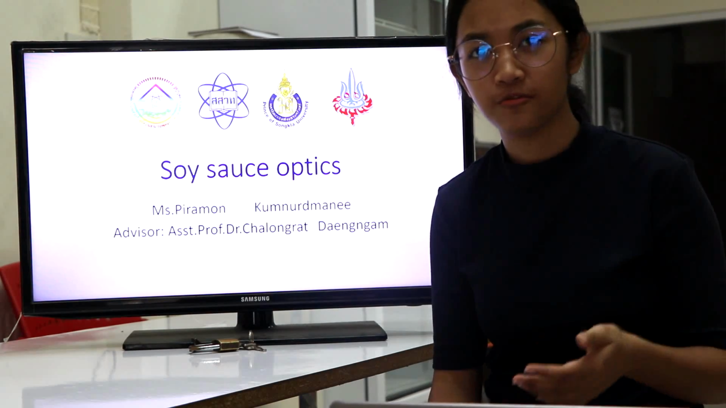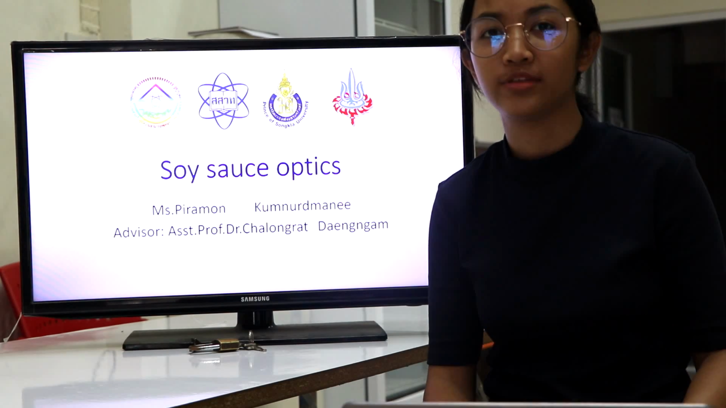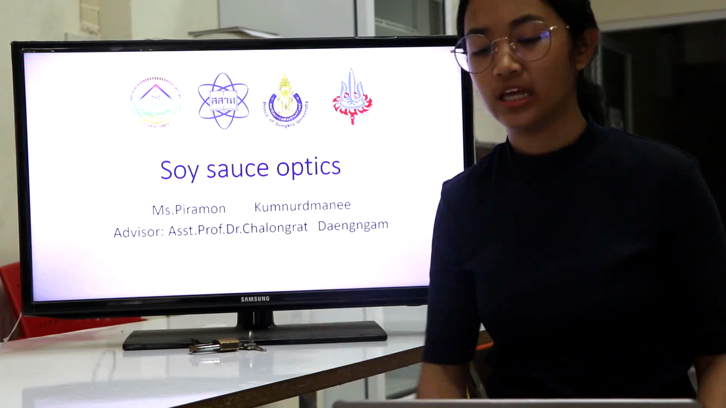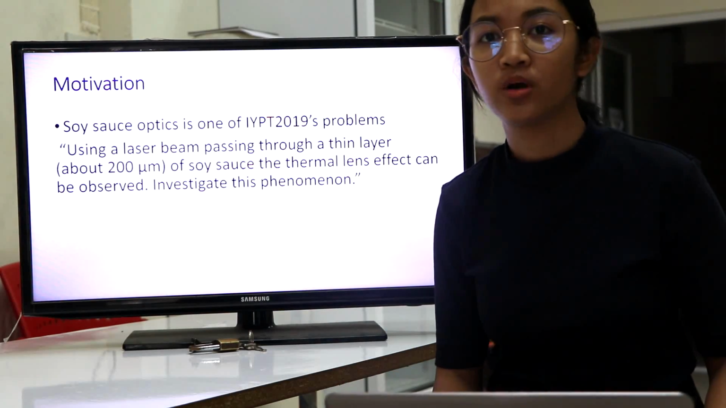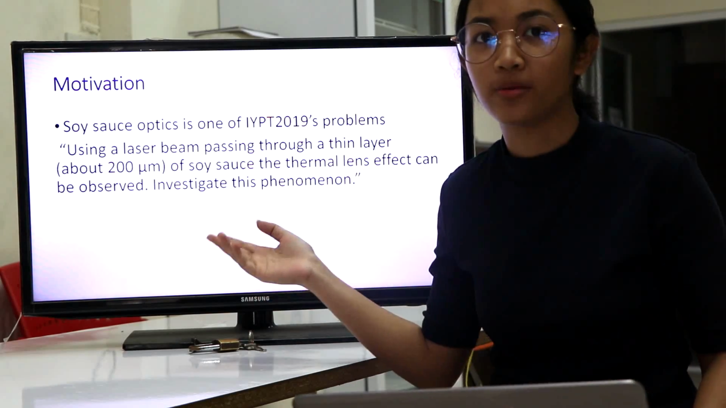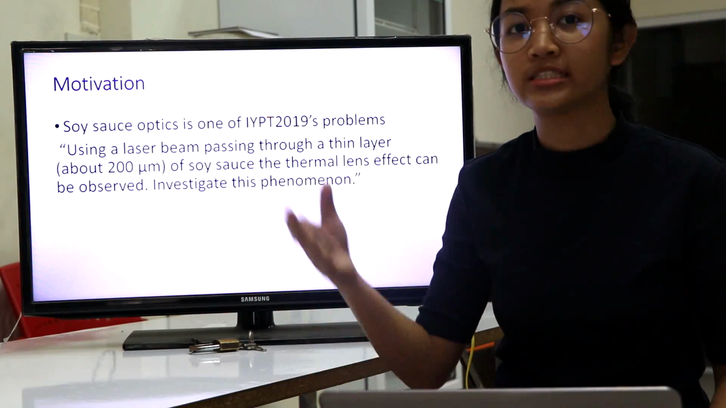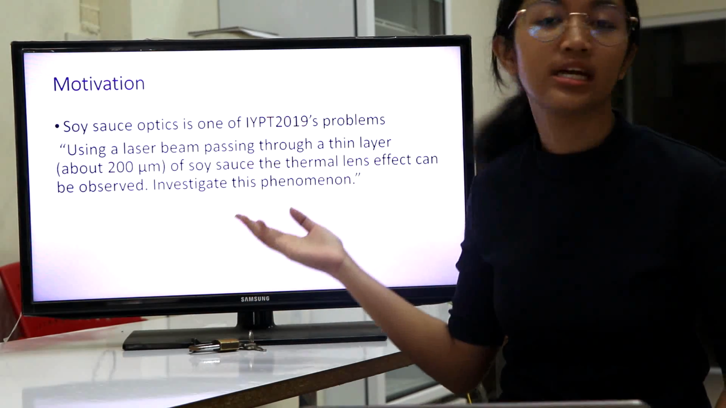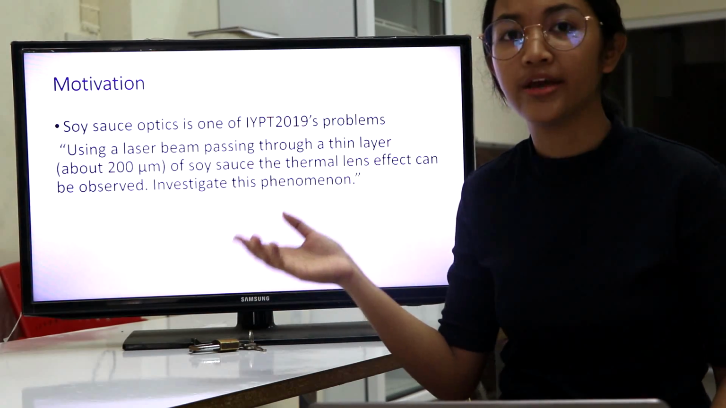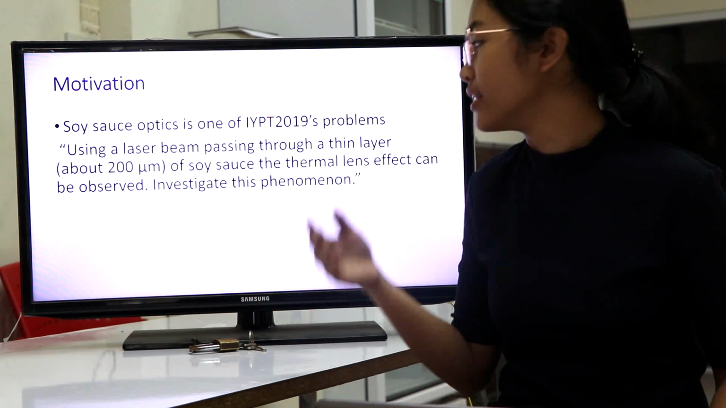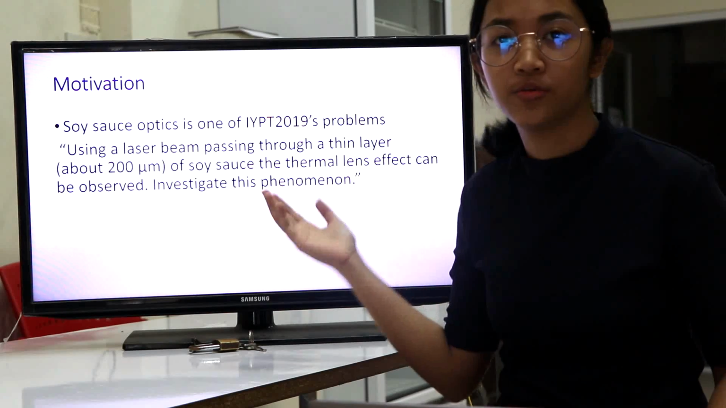I'm a Material 5 DPST Scholar of Higher High School, and this is my project, Soil Salt Optics. Soil Salt Optics is one of the LYPT 2019's programs that I had the experience to attend at the LYPT Camp of Thailand. This program said that by using a laser beam passing through a layer of soil salts, the thermal lens effect can be observed, and they want us to investigate this phenomenon.